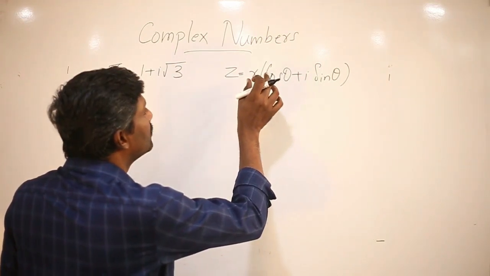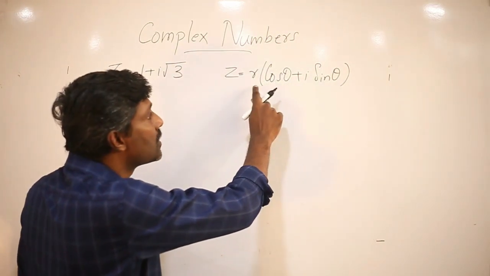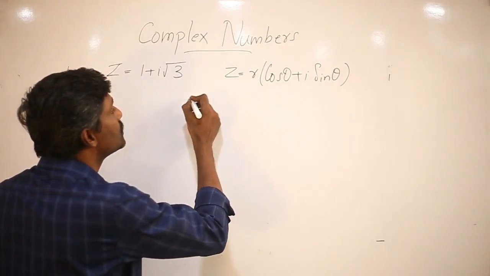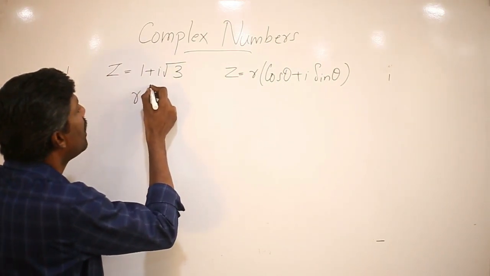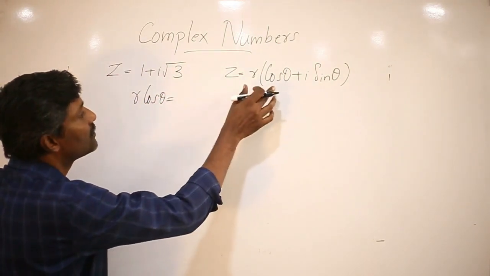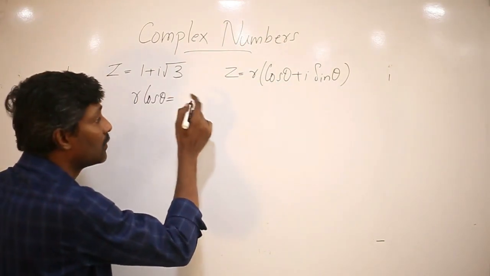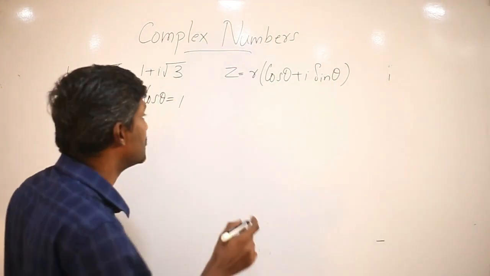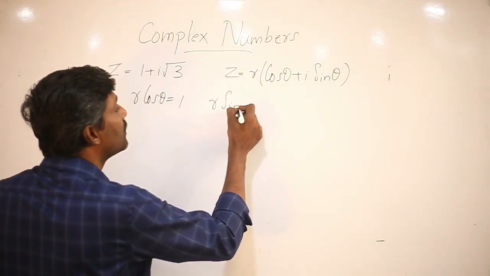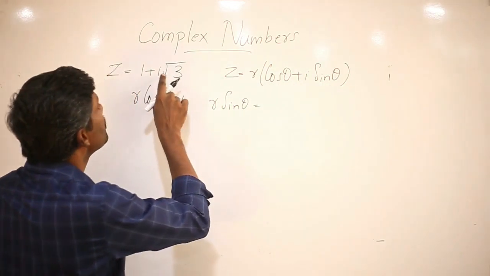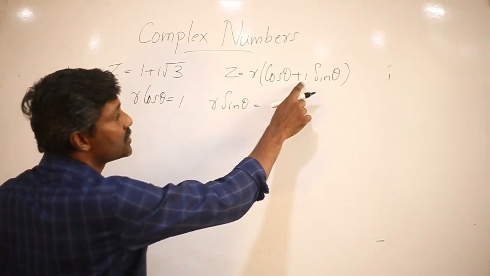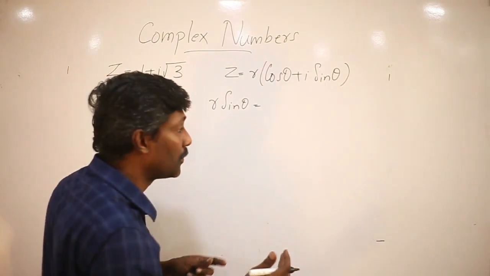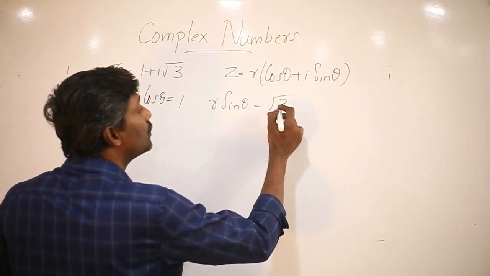Here, the real part of this complex number in the polar form is r cos theta, and here the real part is 1. So both have to be equal. So write down r cos theta, which is the real part, equal to 1. And what is the imaginary part? It is r sin theta. Comparing, r sin theta is equal to root 3. Here the coefficient of i is r sin theta, and here it is root 3, so both have to be equal.